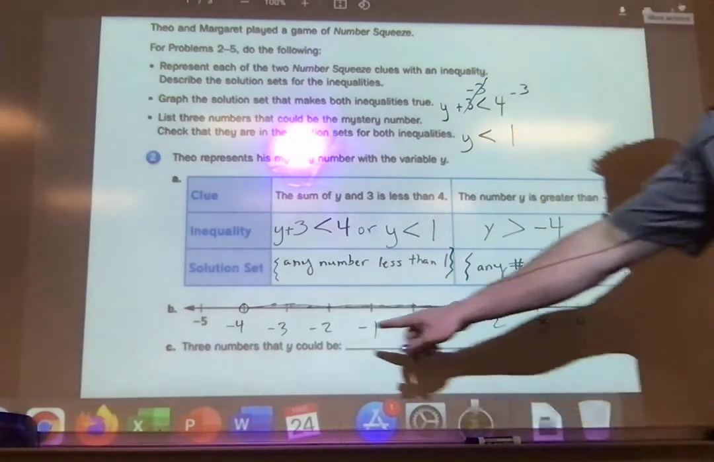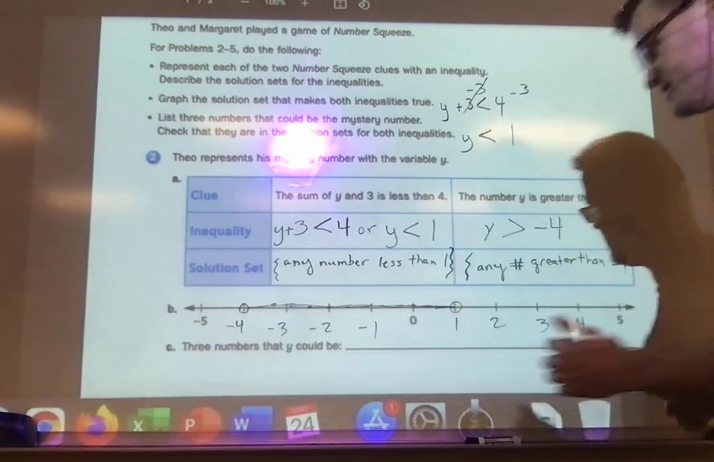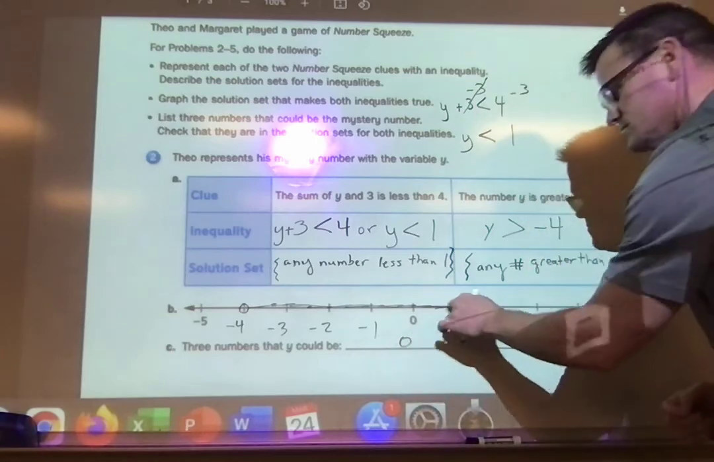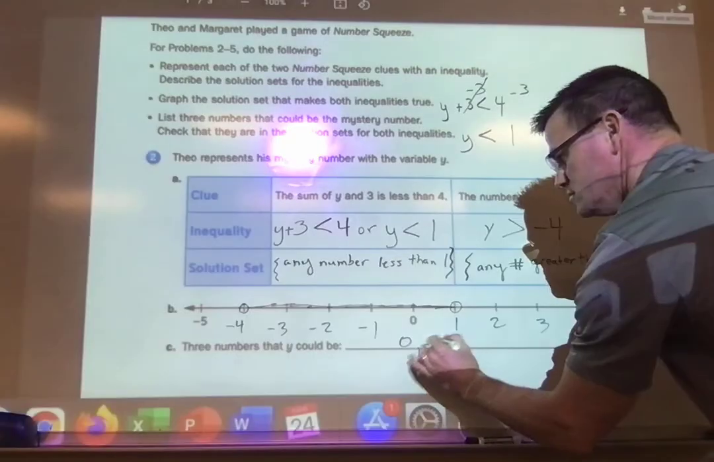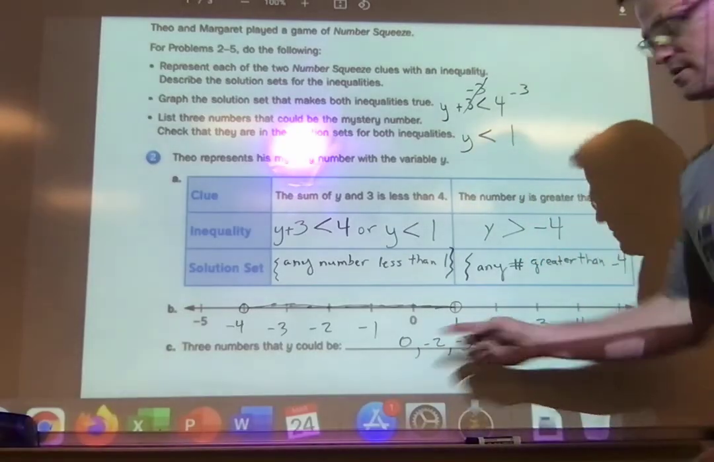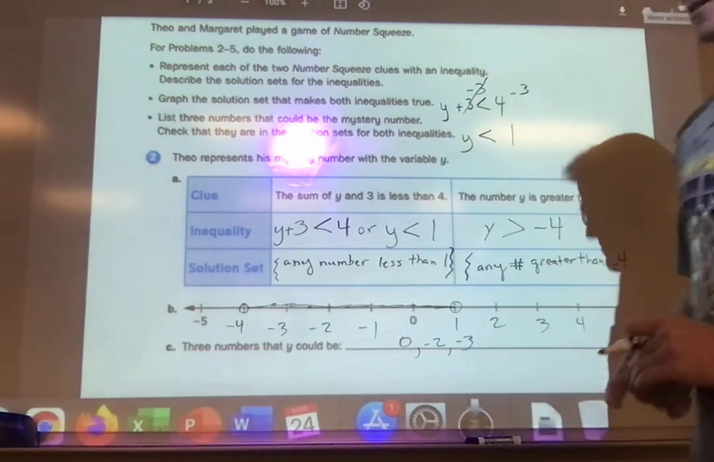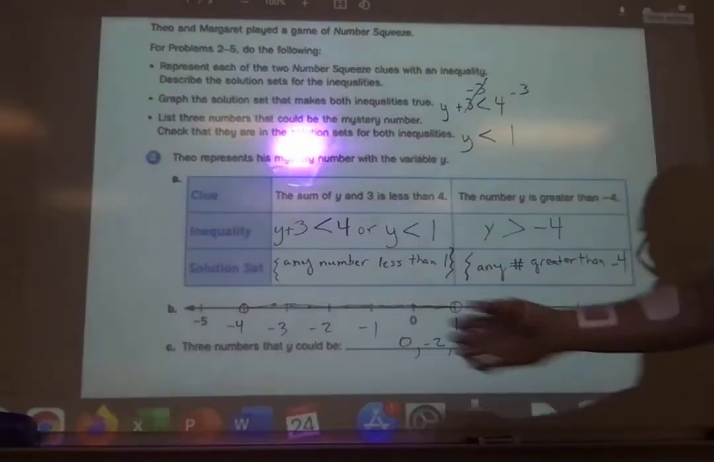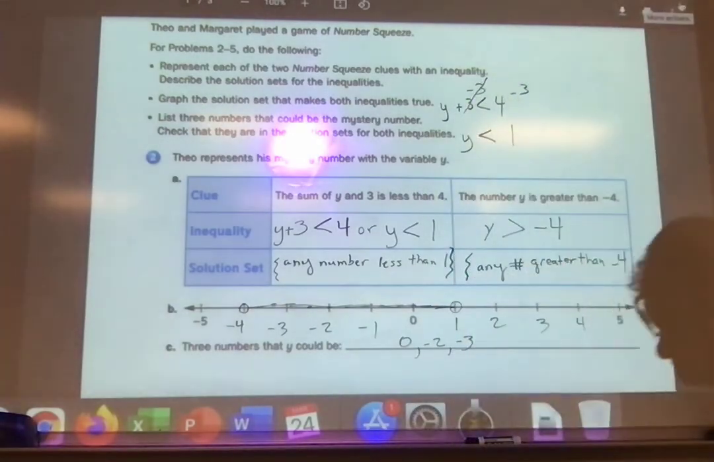So when I have lots of numbers that y could be, I can make this very simple. It could be anybody here, so it could be 0. It could be -2. It could be -3. It could be -2.5. I could write lots of them: -1.5, a half, 1/4. There's lots of them that it could be.